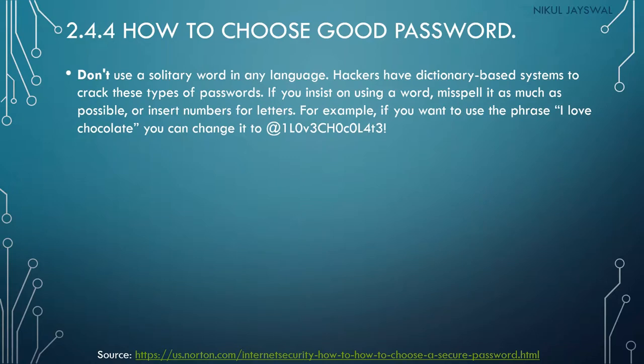That means in a word, we can use a zero instead of O. So that type of mechanism can also be used. Here we can see an example. If you want to use the phrase "I love chocolate," you can change the I with a 1 and the @ for the a, keep L O V, and convert the E into 3. So this type of password will be considered a strong password. So if you want to use a dictionary word, we need to change characters with other characters, or we can also misspell the word.